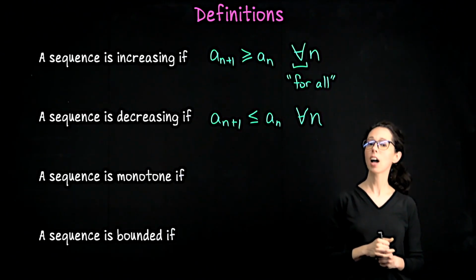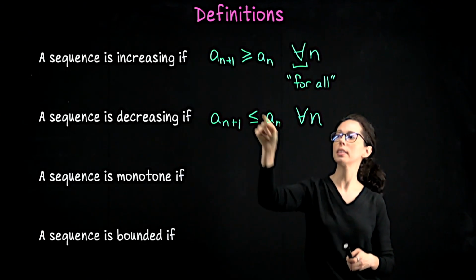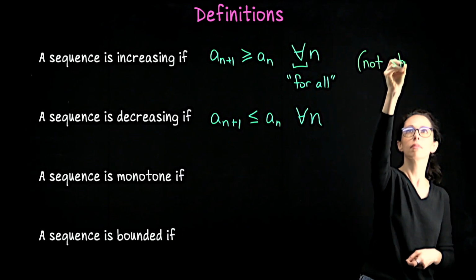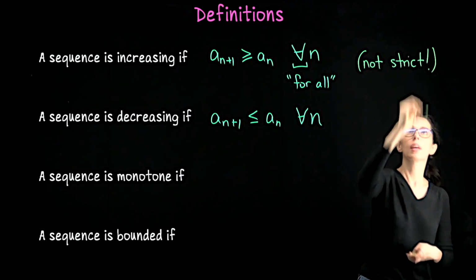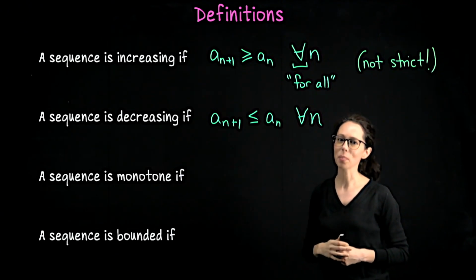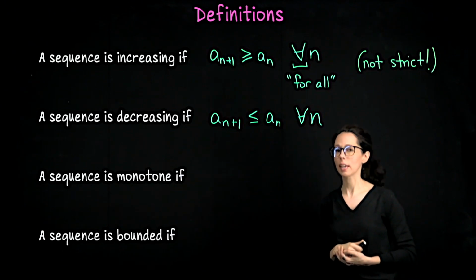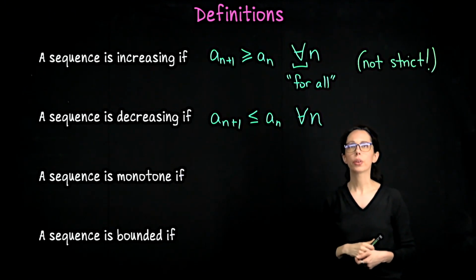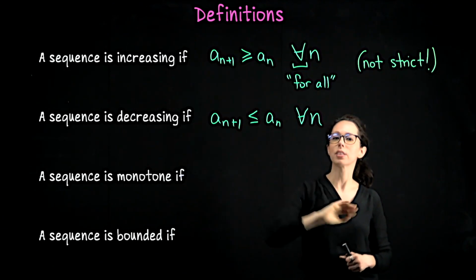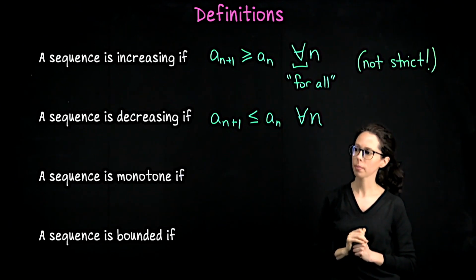The answer is that a constant sequence is both increasing and decreasing because the inequalities here are not strict. So in other words, adjacent terms can be equal, and in fact, even if every single term is equal, the constant sequence matches the definitions of both increasing and decreasing. If you wanted to, you could say a sequence is strictly increasing to mean that this inequality here is strict. That means the sequence only gets larger as you go through the terms.